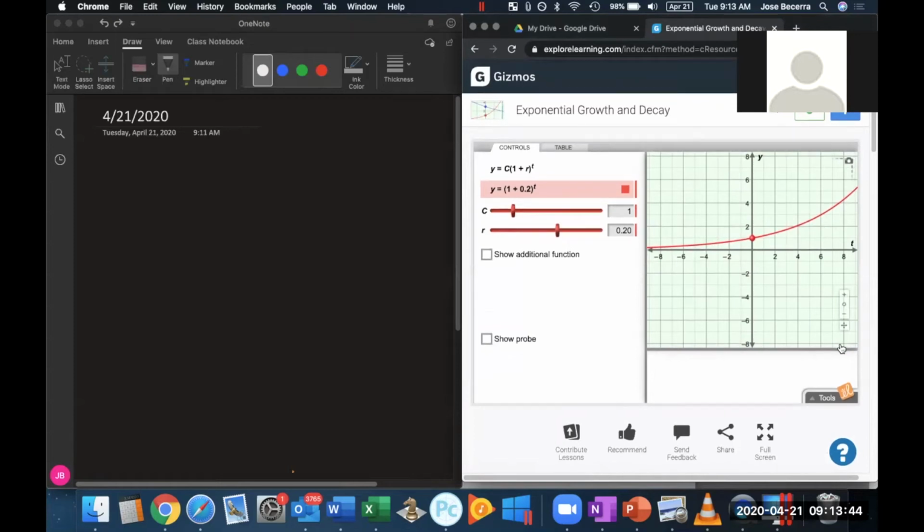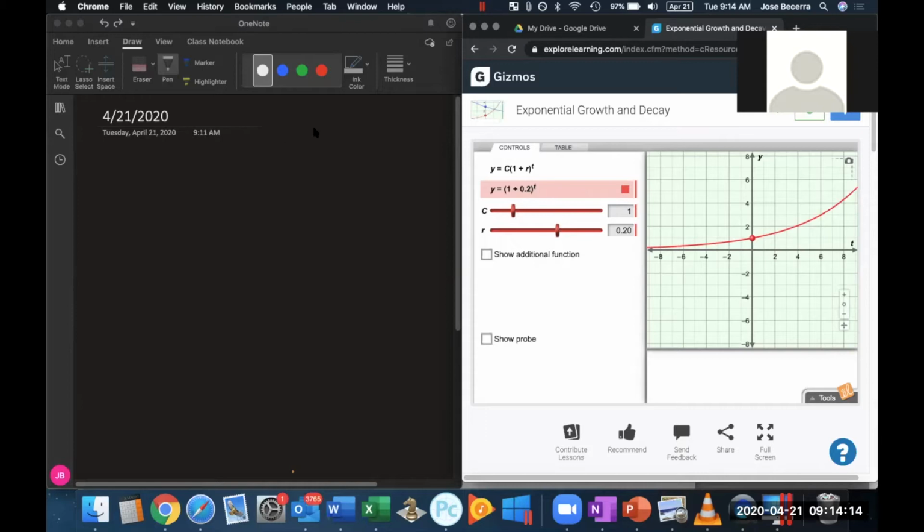And so from this, we can actually see that we have a gizmo. We have a function that has y is equal to c times (1 plus r) to the t power. And we have y is equal to (1 plus 0.2) raised to the t power, okay? So here, what we can do is we can change c and we can change r to different things.